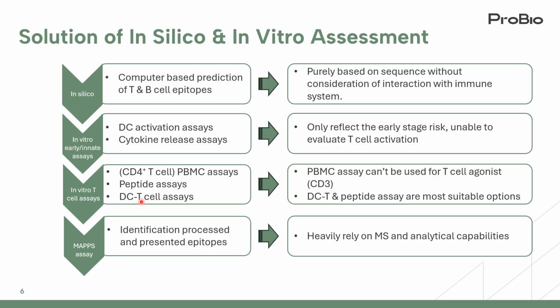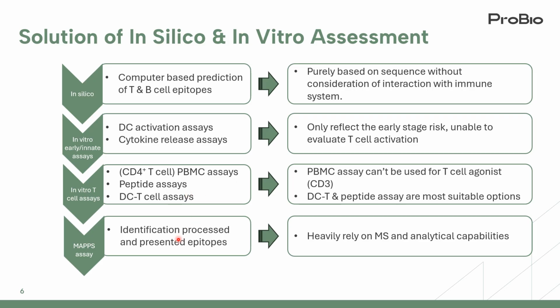DC and the T cell assays, the dendritic cell and the T cell assays, mimic the whole signaling pathway of the T cell dependent immunogenicity as described at the very beginning. We will share more detail about this approach during the case study sessions in later slide deck.